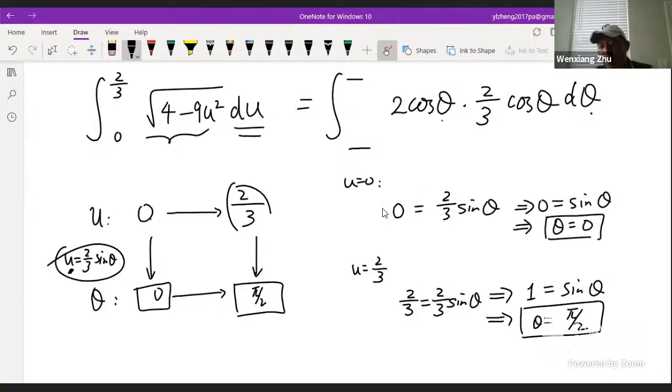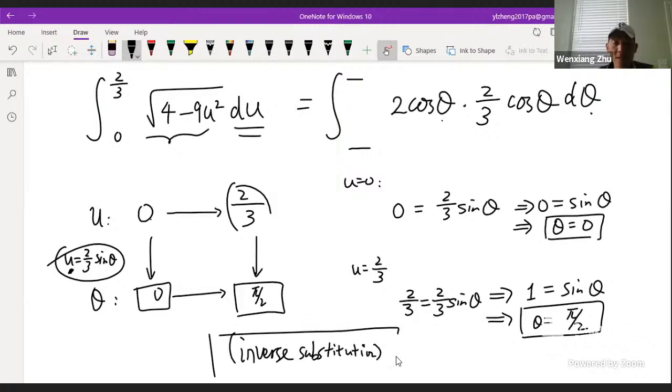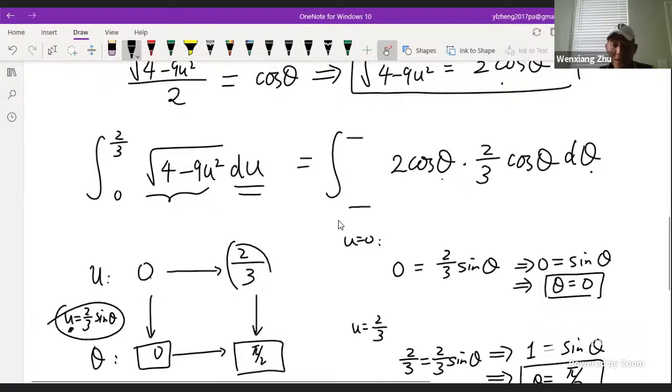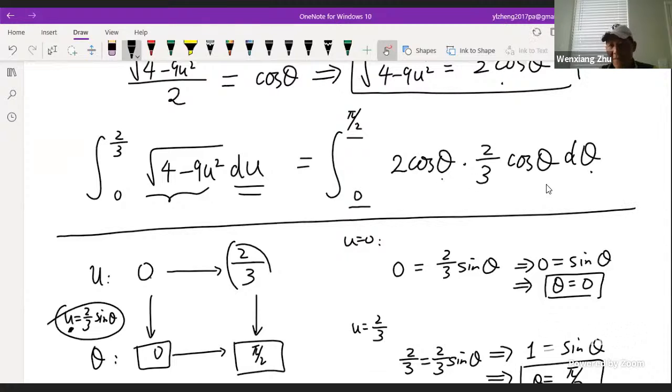And this is what I meant. You cannot directly plug in numbers. You need to solve the equations. So all the trig substitutions will be called inverse substitution. It's a type of substitution. This is something new. We never learned that in Calculus 1. But anyway, we find the bounds. So put zero here, put pi over two here. So what we have right now is just an integral of trig functions.